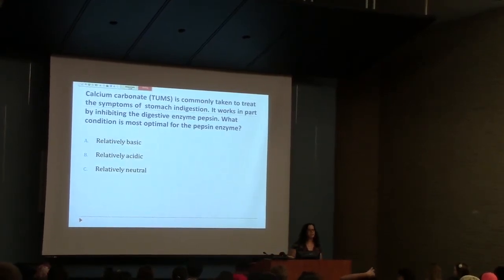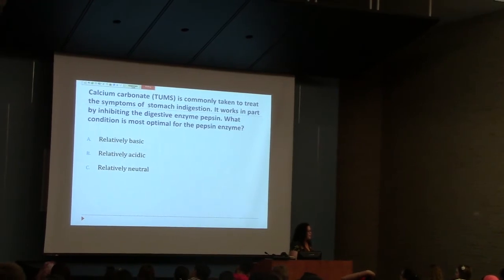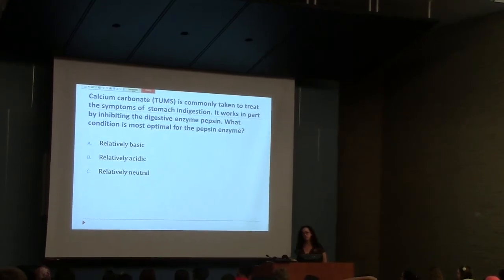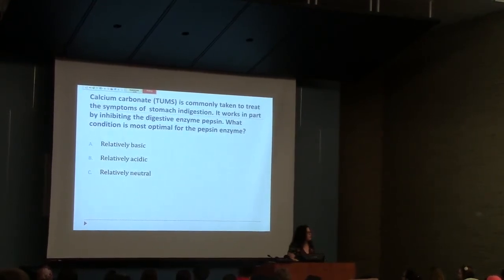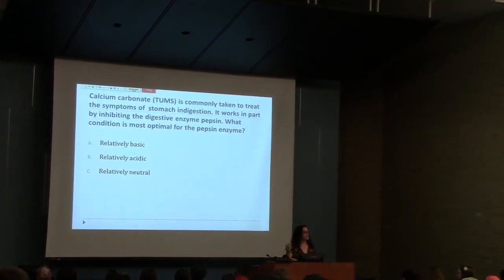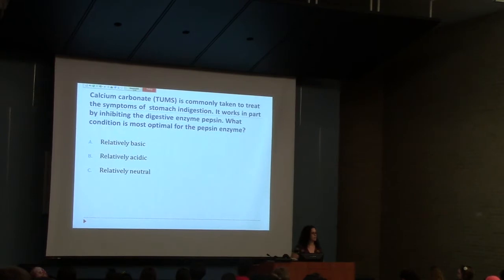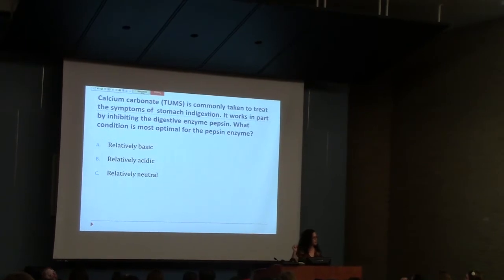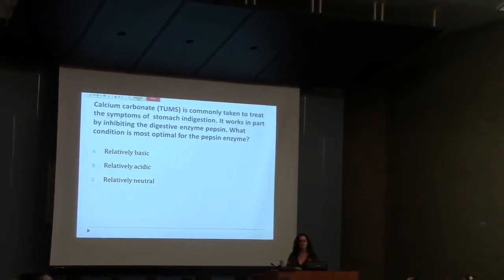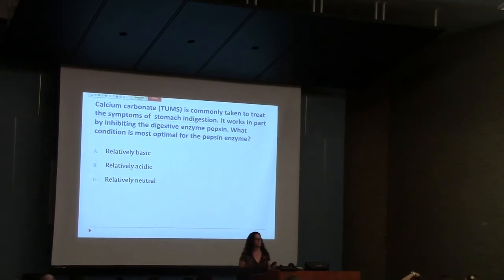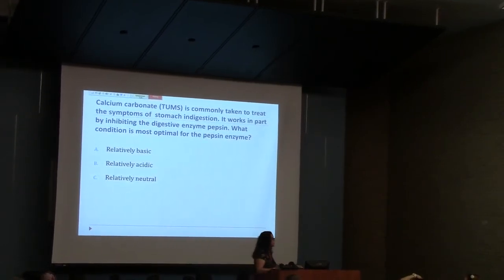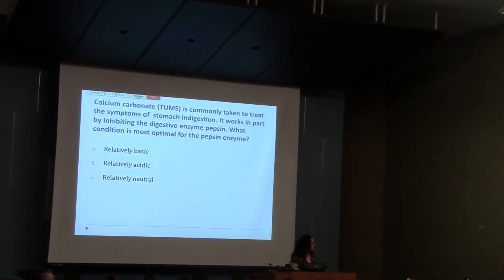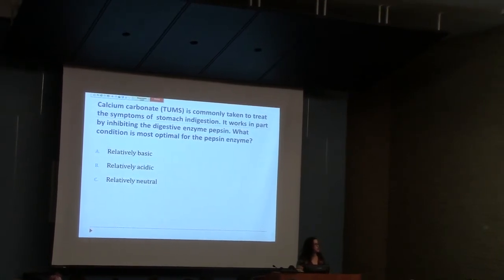So we're talking about a common situation. You have acid indigestion, right? You ate something and it didn't agree very well with your stomach. And one of the first things you do is you take Tums, or Maalox, right? Tums is calcium carbonate. And we know that this helps with the indigestion, okay? And we're telling you here in the question that it's partially because it inhibits the activity of a digestive enzyme. Okay? So, having said this, what do you think will be the best condition for that enzyme to work properly?